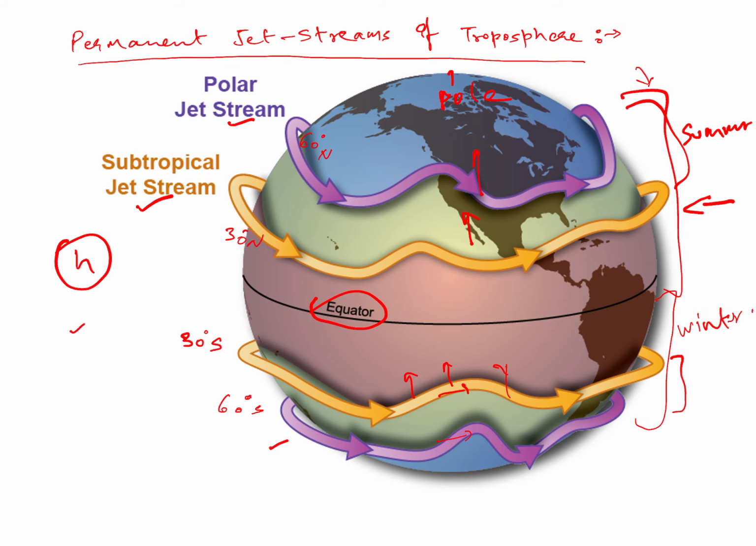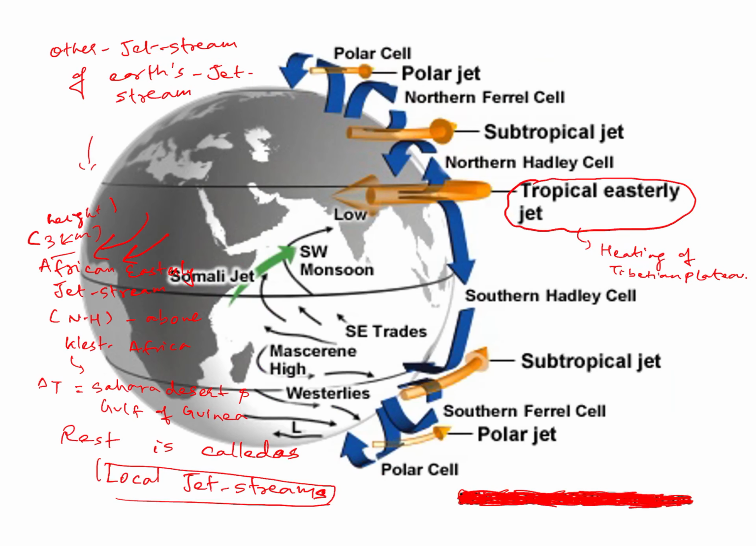There are other jet streams also in the troposphere. So what are the other jet streams in the troposphere? The most important are the regional and seasonal jet streams. One is called the tropical easterly jet stream, which is found around 15 to 20 degrees north latitude, moving from east to west, which is opposite to the previous permanent jet streams. You can see here it is moving like this.